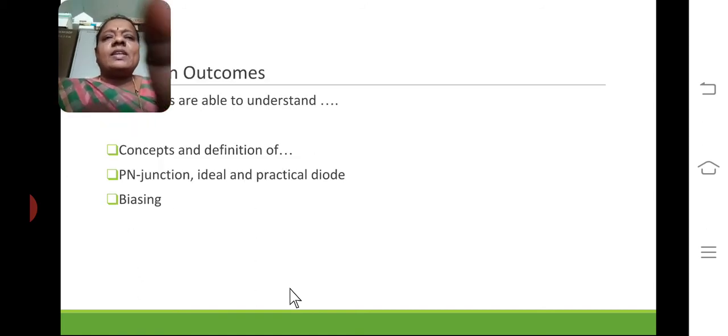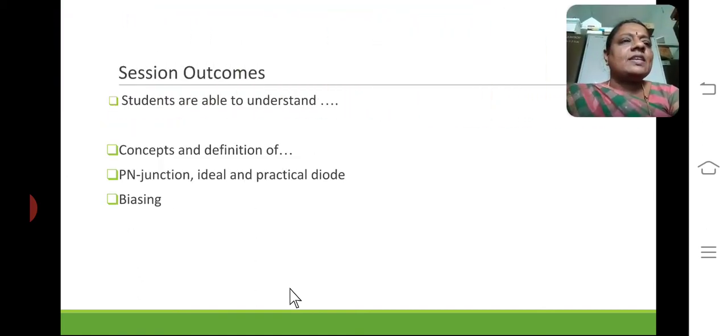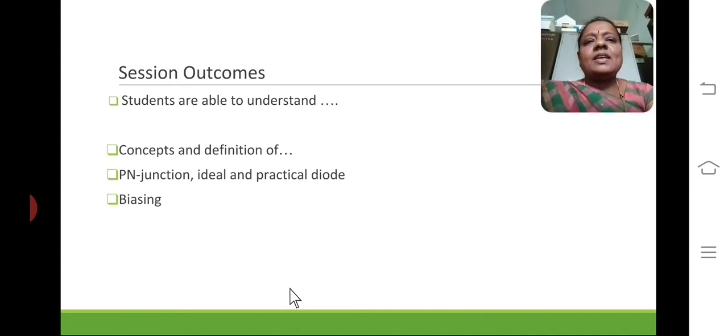Actually, you have already studied this. Already in the second PUC, you have studied the PN junction diode. This is just going to revise the topics.